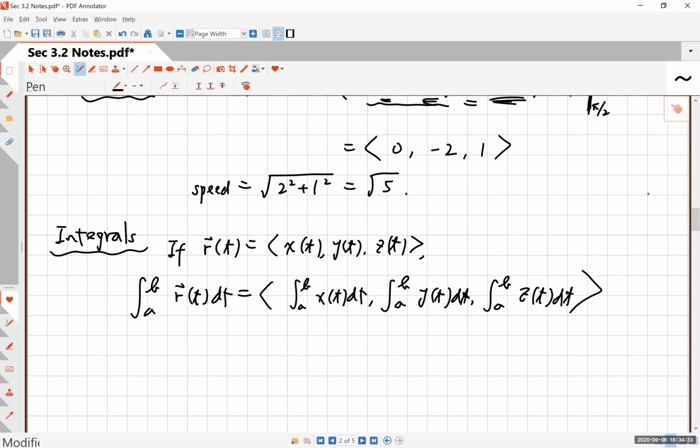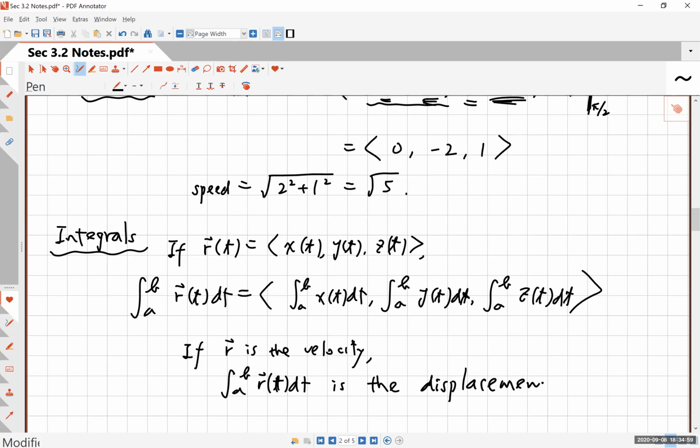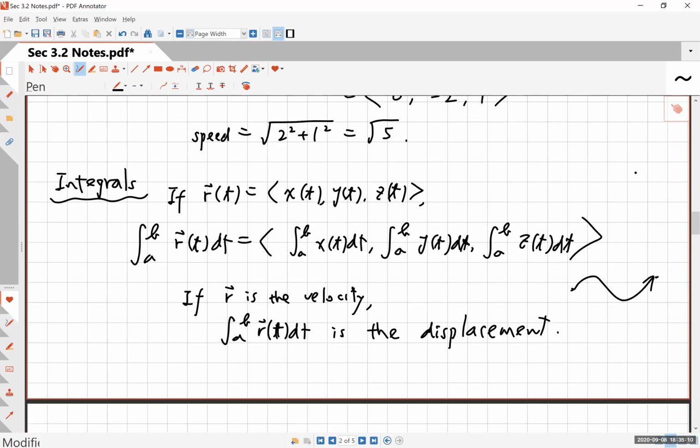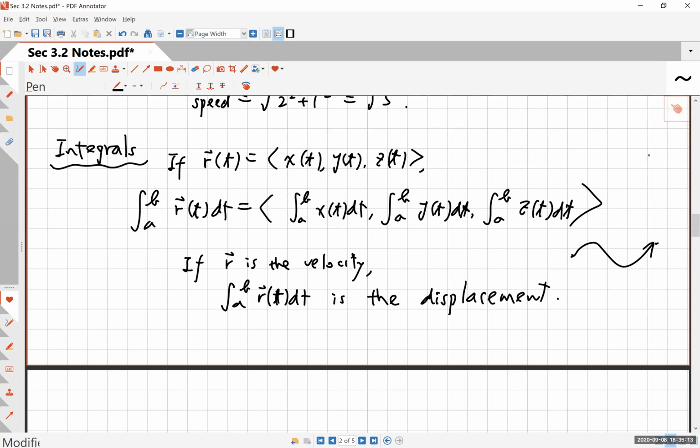And so what does this mean? Well, if r is the velocity function, then the integral of r, what does it mean? Well, it's got 3 components. This is the total displacement. Okay, so if you start here, and if the velocity is described like this, what you are doing here is talking about how much the object has moved. So it's pretty much the same thing as we had before.